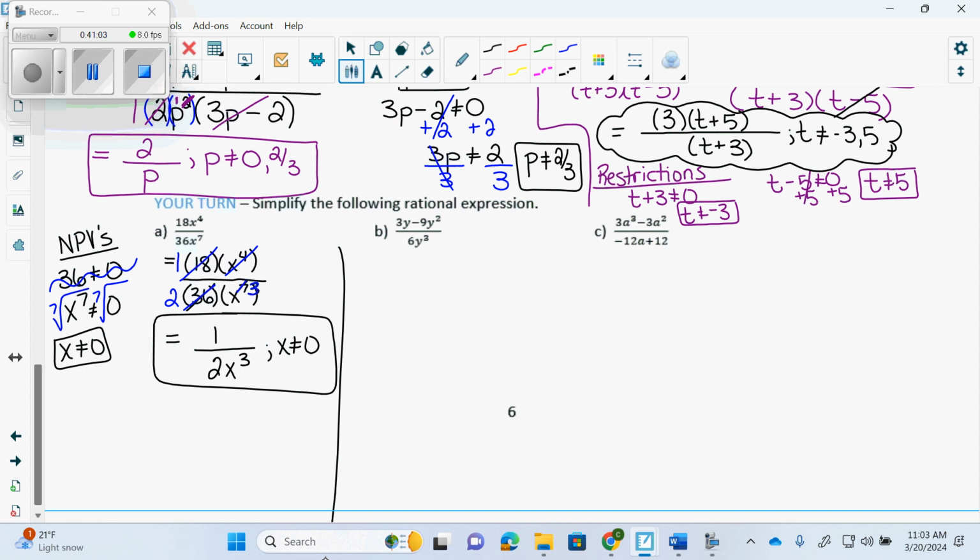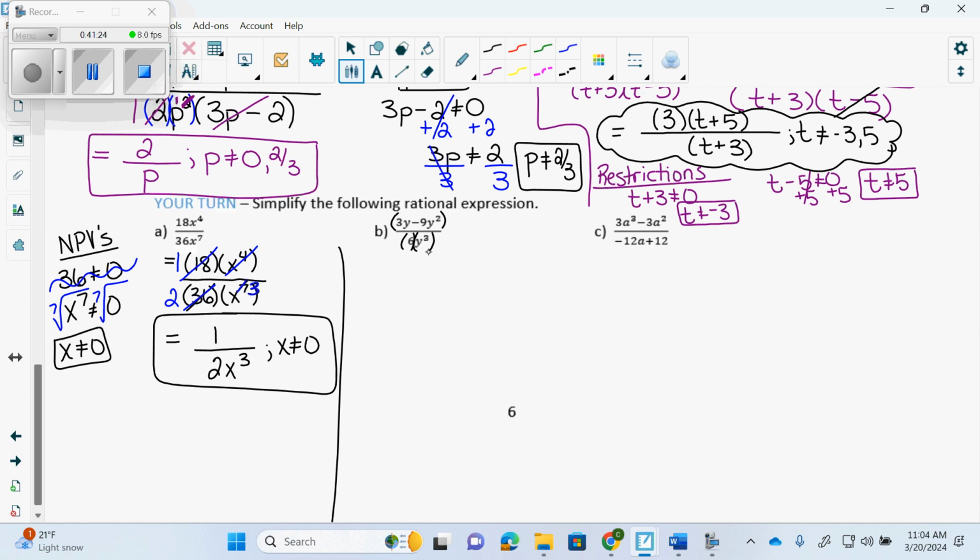All right. B, I have a human. 3y minus my body, 9y squared is my feet. And then on the bottom, I have 2 snowballs. Can a human and a snowball ever cancel? So I immediately go to, can I GCF or difference of squares the human? Right? The snowballs will just stay snowballs. You don't have to reduce them anyway.